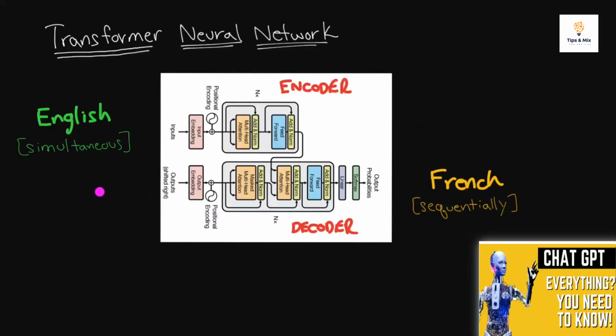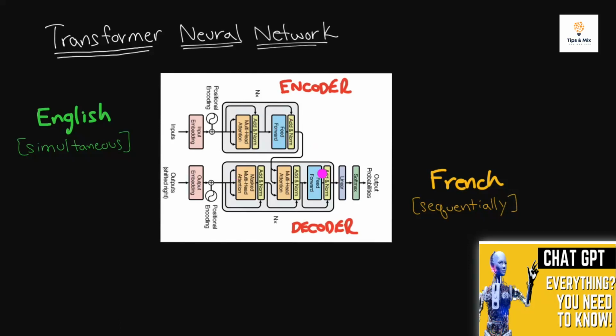Now let's talk about transformer neural networks. Transformer neural networks are a sequence-to-sequence architecture that takes in a sequence and outputs another sequence. Sequences in this case can be a sequence of words for language. The transformer architecture consists of two parts, an encoder and a decoder.